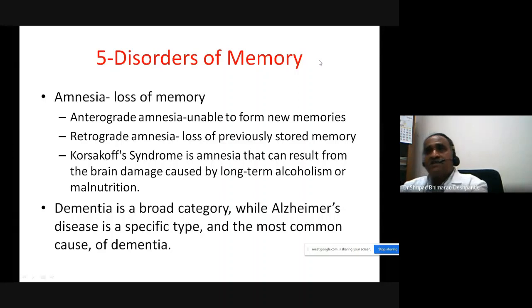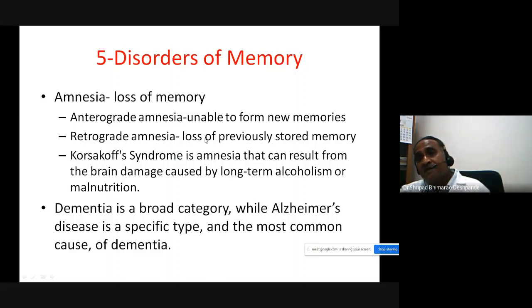Now, let us consider the disorders of memory. The memory disorders include amnesia and dementia. Amnesia is a loss of memory. I have already mentioned anterograde amnesia when I was talking about the amygdala and the hippocampus, or the limbic system. In this situation, they are unable to form any new memories. No new memories are formed, but they have the previous memories intact.